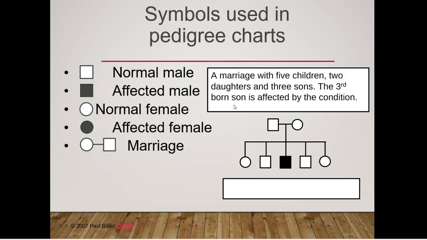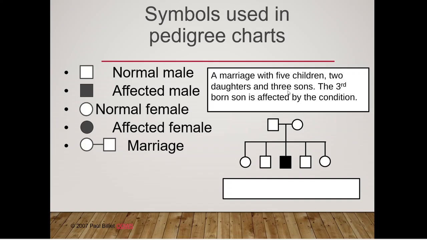Okay. And so these are the symbols that we actually use. So we use squares for all males. If it's a normal male, which means it doesn't have the disease, then it is an open blank square. If the male does have a disease, we fill it in. Females are shown with circles. So a normal female that does not have the disease is open, and a female that does have the disease is filled in. And then a marriage is shown by a line between a female and a male.